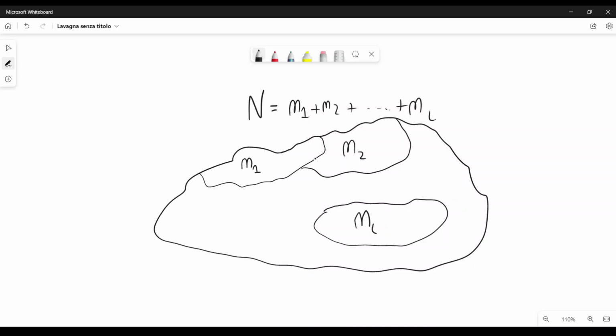And now let's assume that we have a probability equal to 1 over L to find n1 particles in this subspace. We have a probability 1 over L to find n2 particles in this subspace, and so on and so forth. So there is some kind of homogeneity in the probabilities.